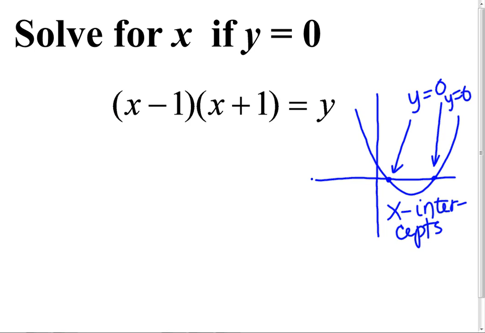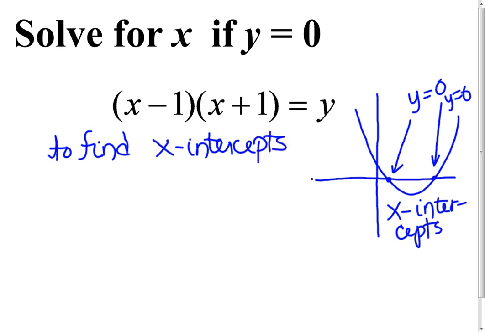This should be okay, because even though I haven't introduced this theorem about zero product property, you do know how to do a little bit of this. There's my parabola. I want to find the x-intercepts. The x-intercepts are where y is 0.